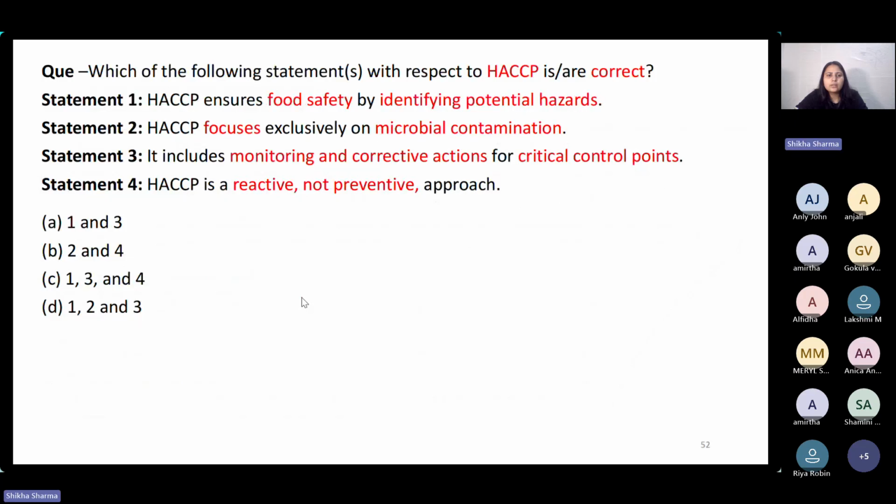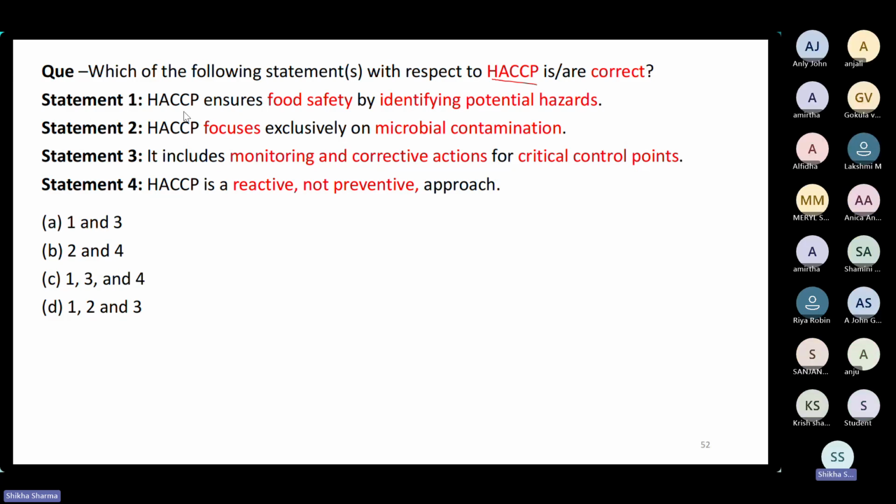Okay, next is the question related to HACCP. Which statements are correct? Statement 1, HACCP ensures food safety by identifying the potential hazards. Statement 2, HACCP focuses exclusively on microbial contamination. Third, it includes monitoring and corrective actions for CCPs, critical control points. And fourth, HACCP is a reactive, non-preventive approach. Anyone who would like to answer this question?